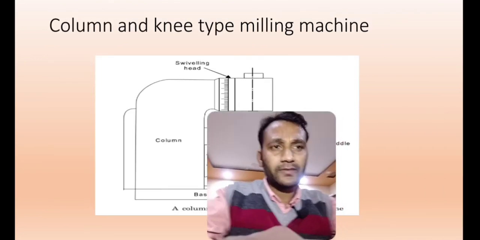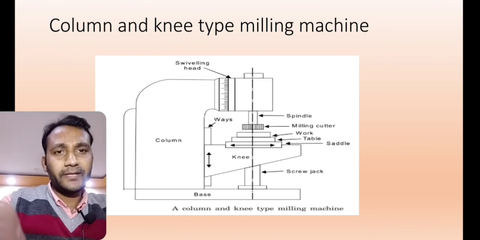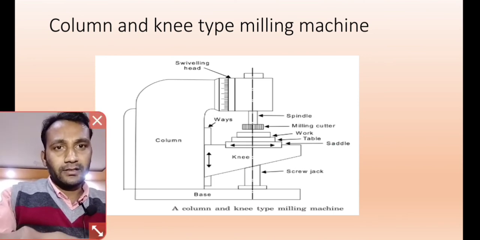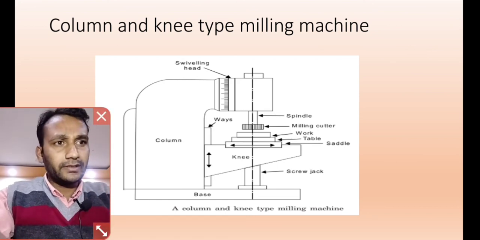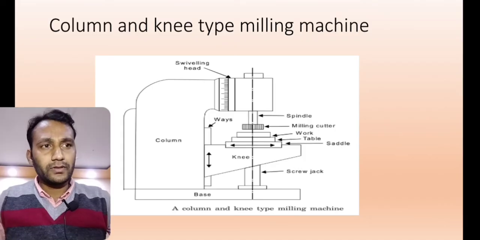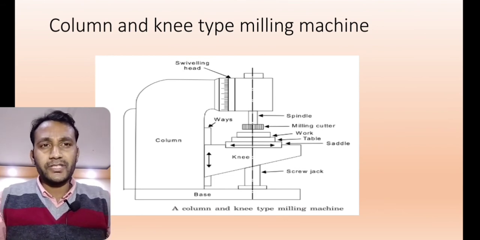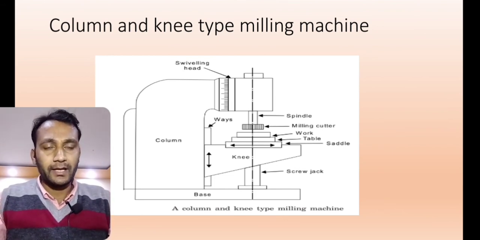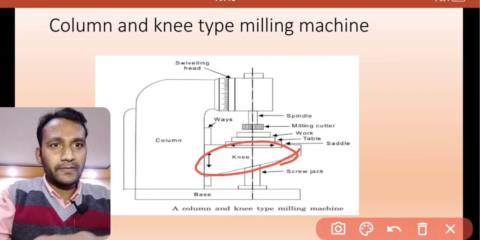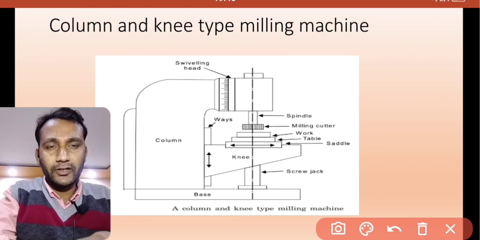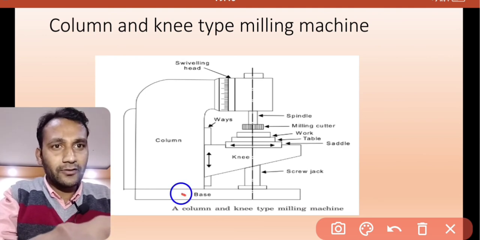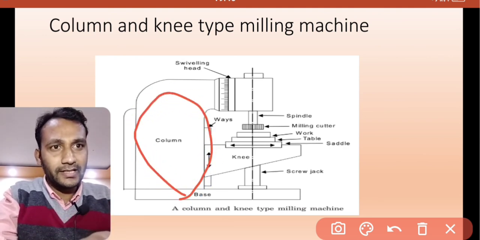You can see this is the column and knee type machine, and we have already discussed this type of machine. This is the most widely used machine. You can see the various components. You can see the knee over here. It is just like the knee of a human being, that's why it is called column and knee type. There are two words, column and knee. So this is the column and this is the knee.